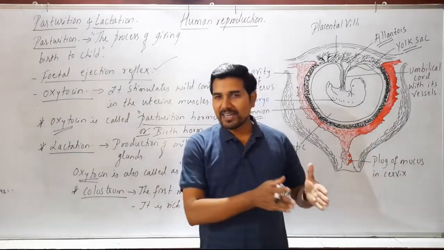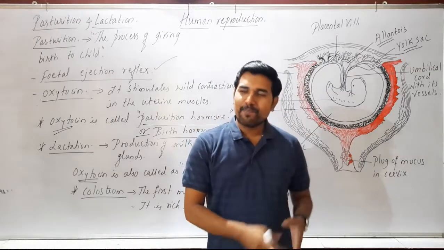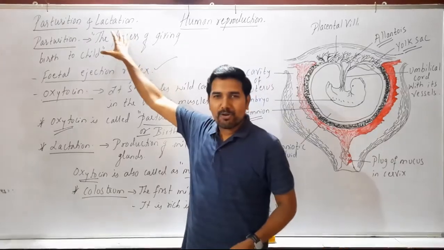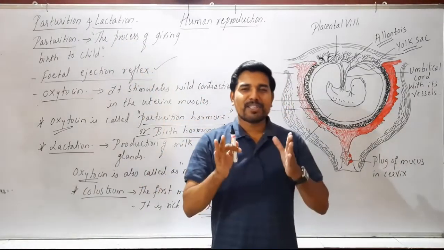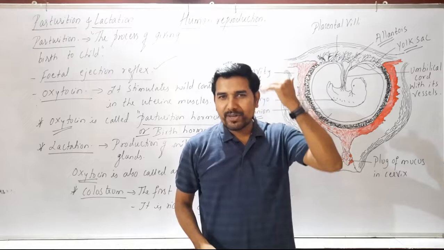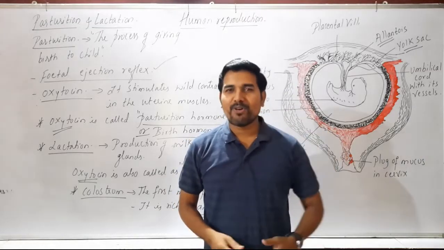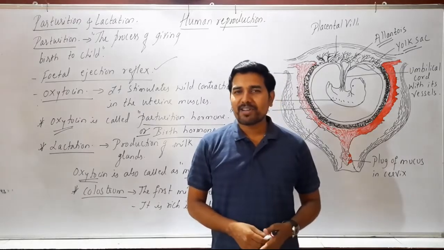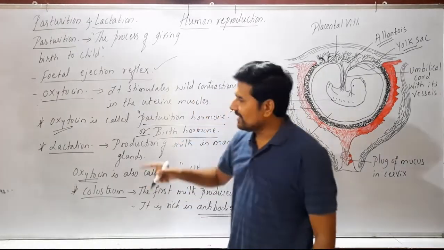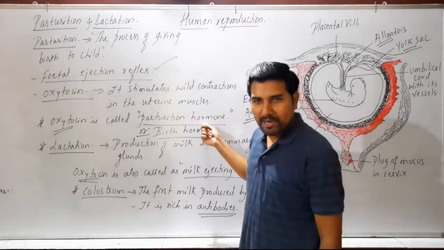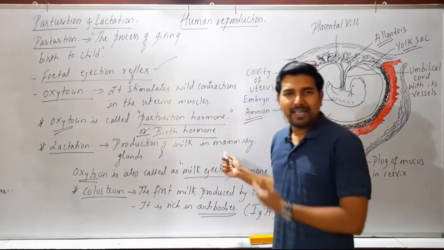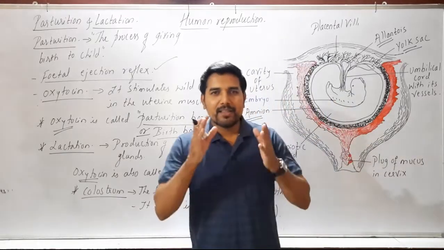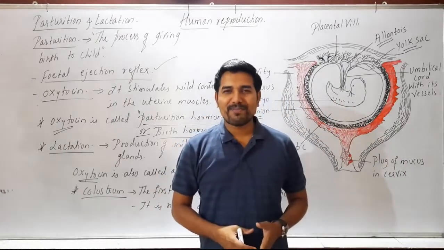So this is regarding parturition as well as lactation and the hormones that control them. Just remember these two things. Both are mainly controlled by oxytocin, which is mainly released by the pituitary gland under the stimulation of the neural system. It is responsible for the birth of the baby, and also for the release of the milk through the mammary gland of the mother. And this completes the part of human reproduction. Thank you.